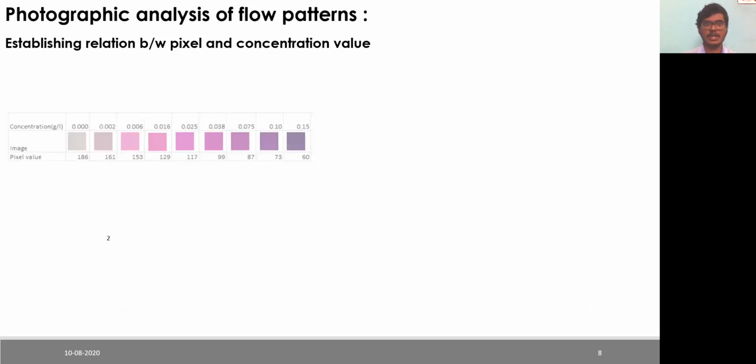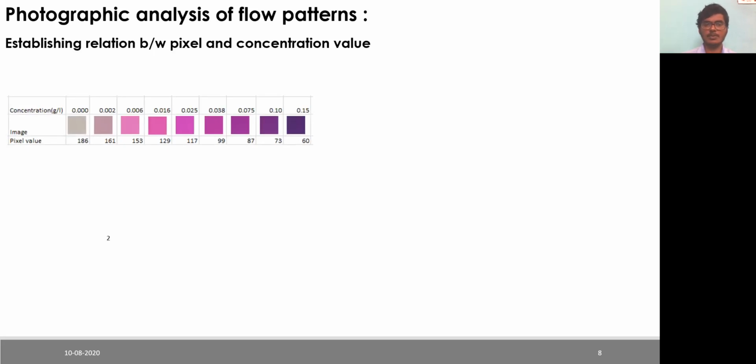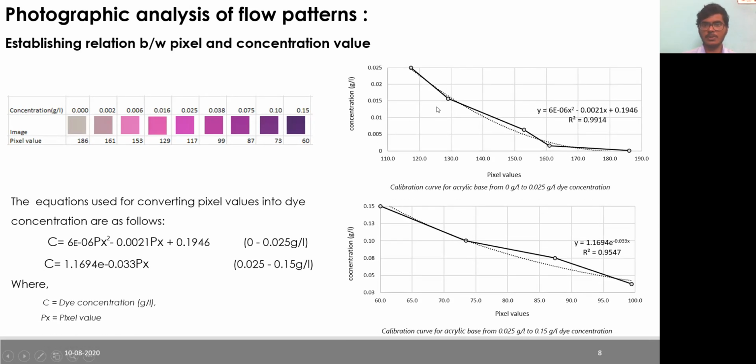An experiment has been carried out to establish the relation between the pixel value and the concentration value. The experiment has been conducted with concentrations varying from 0 grams to 0.15 grams, and a calibration curve has been developed to establish this relation. The curve has been taken such that the R square value is near to 1, so that the data points fit absolutely to this curve. Here I have used two equations for different concentrations to calculate the pixel values. The first equation is as shown here, and the second equation is here, where C is the dye concentration and Px is the pixel value.